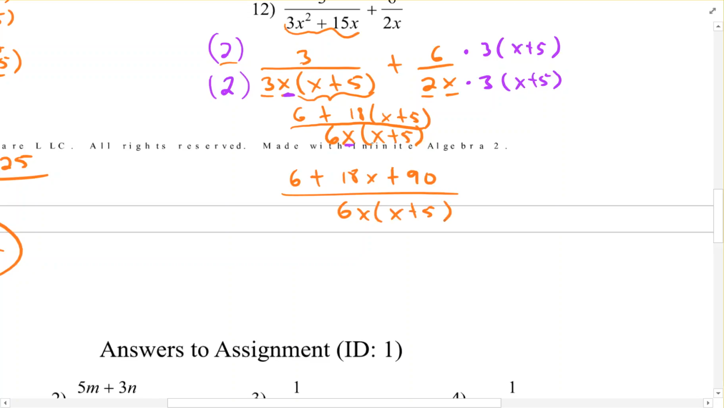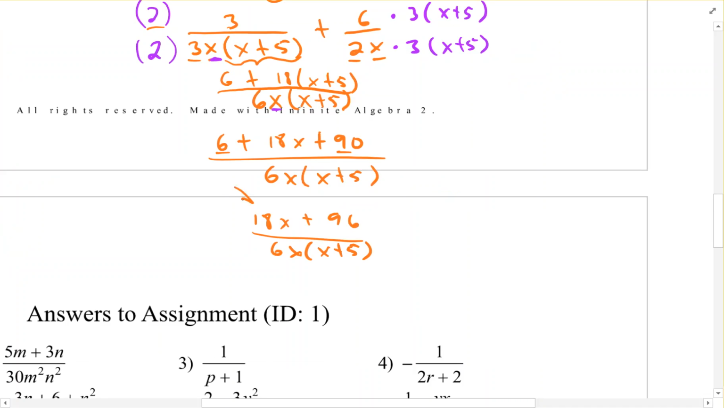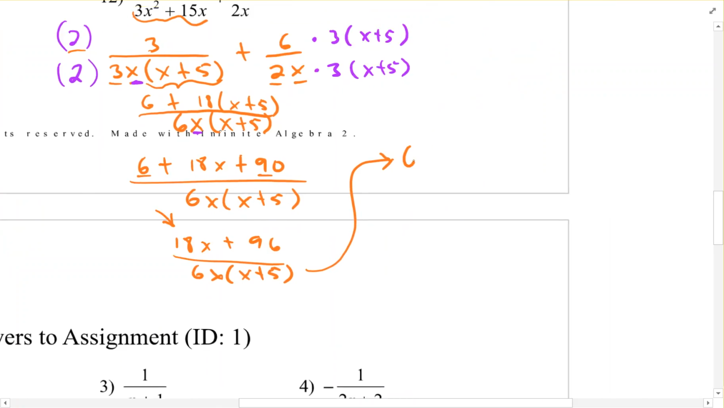Now I can kind of tell these are all even numbers. I've probably got a common factor in there, but actually let's combine one more. I can combine the 6 and the 90. So we've got 18x plus 96 over 6x times x plus 5. And now the last thing we can do here is factor a 6 out of the top, so that's going to become 6 times 3x plus 16 over 6x times x plus 5.